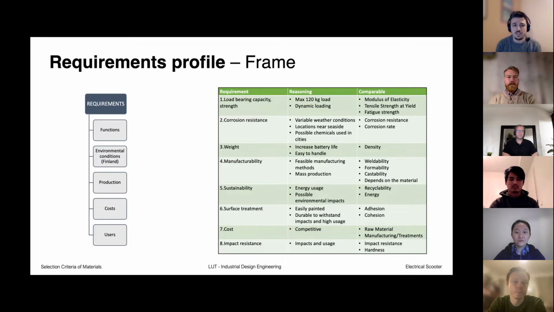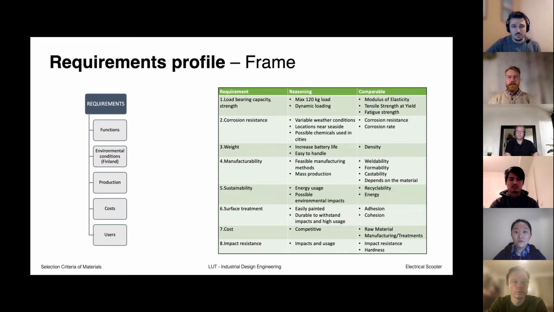In order to begin the systematic selection process of materials, we first have to consider the requirements profile for each of those components. Basically, the requirements for both components depend on the functionality of the component itself, the different environmental and working conditions it is in, the production methods, the costs, and users. Since we come from an IDE background, it's important to also consider what the users want or feel when using the product. For both components, we have considered different aspects as requirements, the reason why we have chosen each requirement, and what kind of comparable parameters may be used in order to compare different materials.